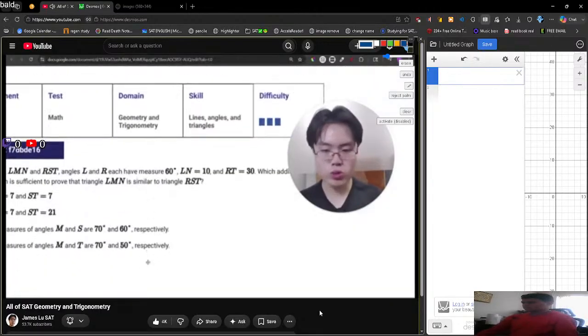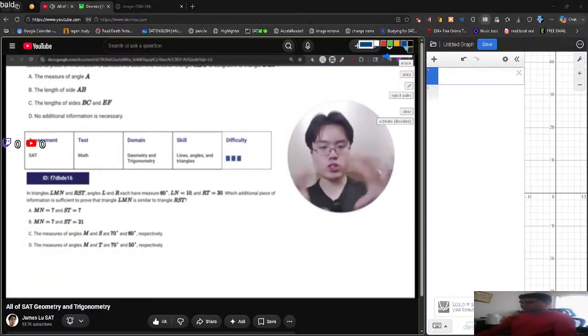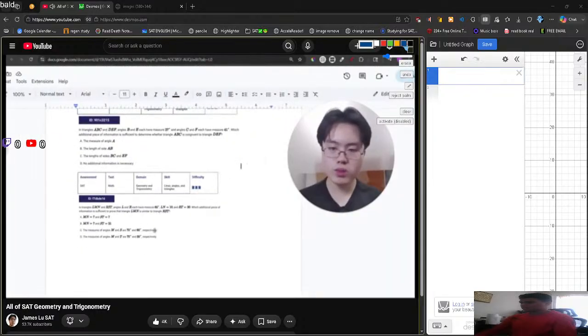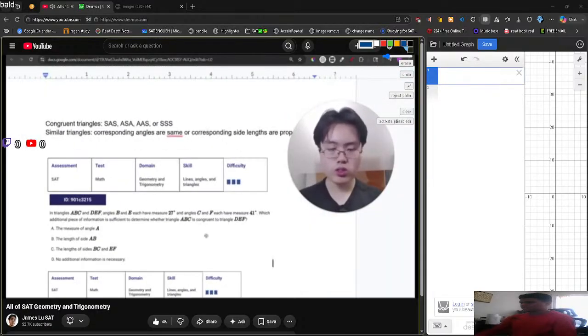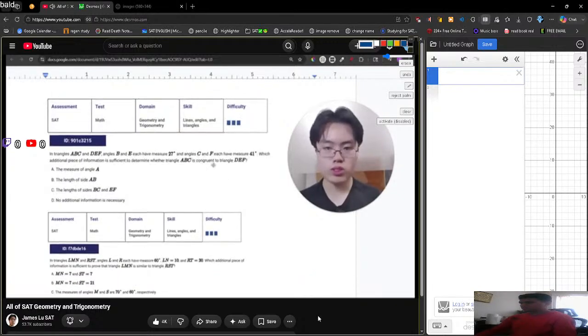And then similar, which we talked about earlier, is just that one of them is bigger than the other one. They have the same angles, the proportions are the same, but one of them is just bigger than the other one. That's similarity. Okay, so those are the differences between congruency and similarity. It's really important that you know, because a lot of people get those confused. Congruency is they're the same, similar is one of them is bigger than the other one, but everything else is the same, like the angles and everything.